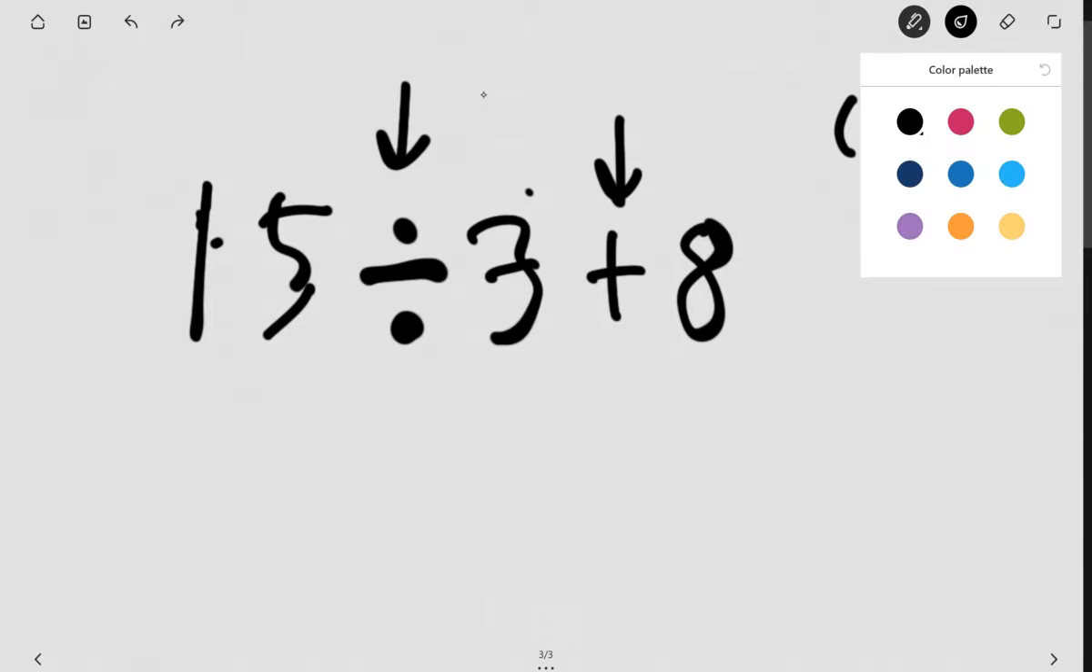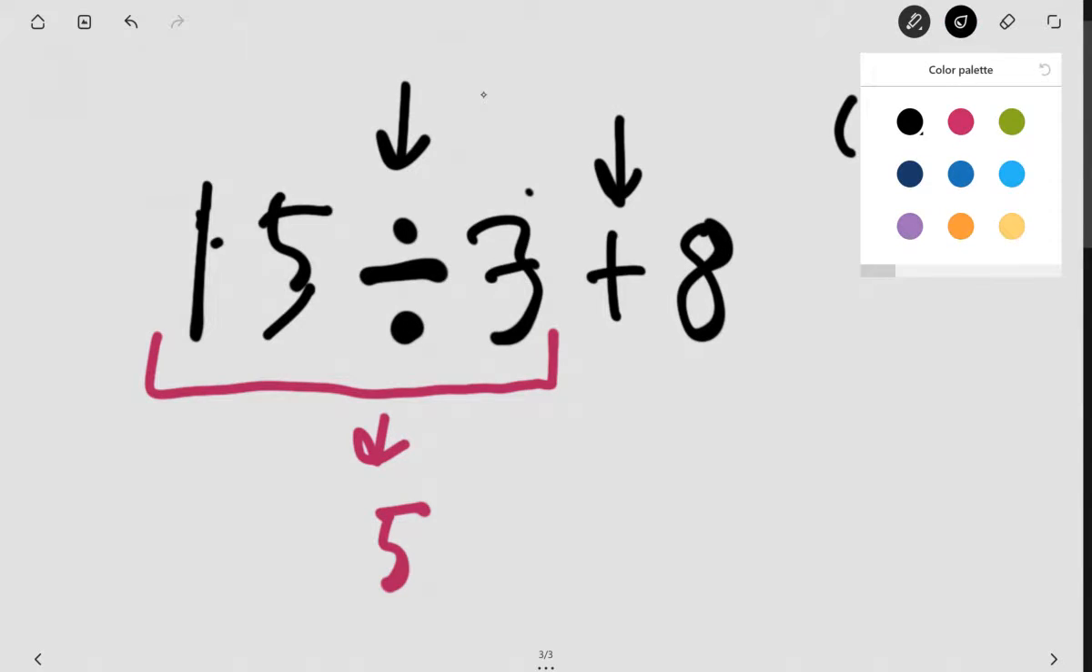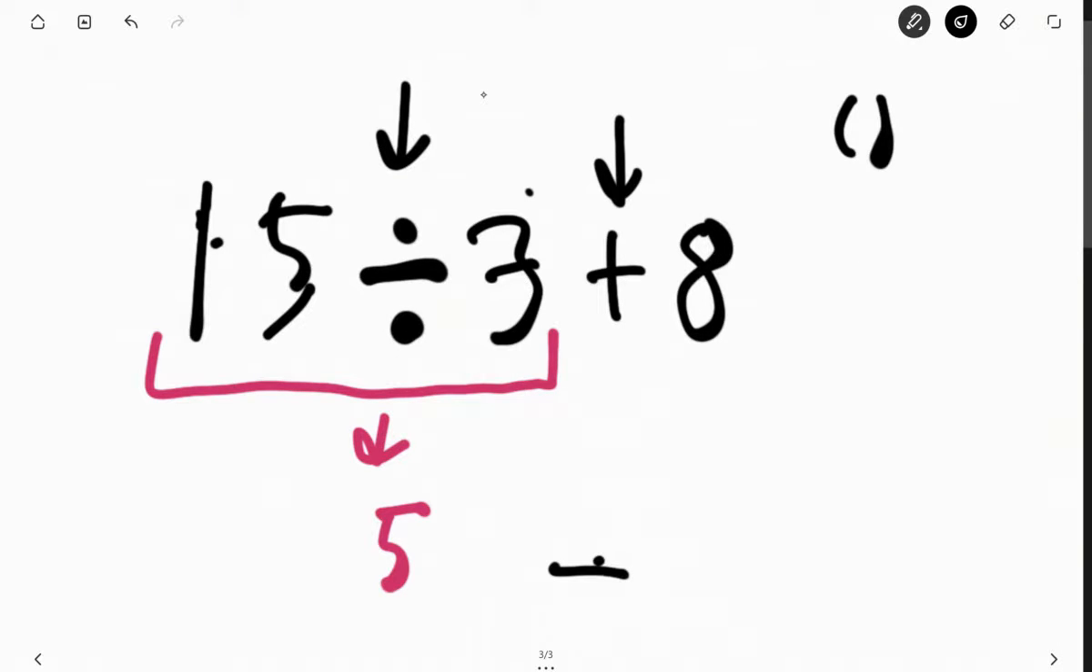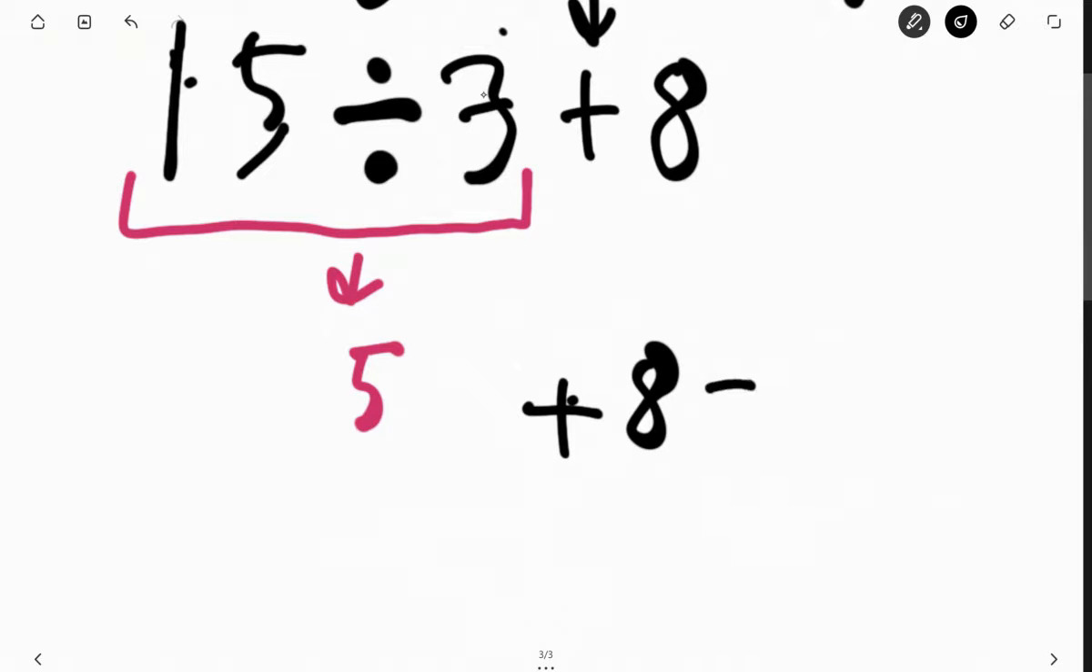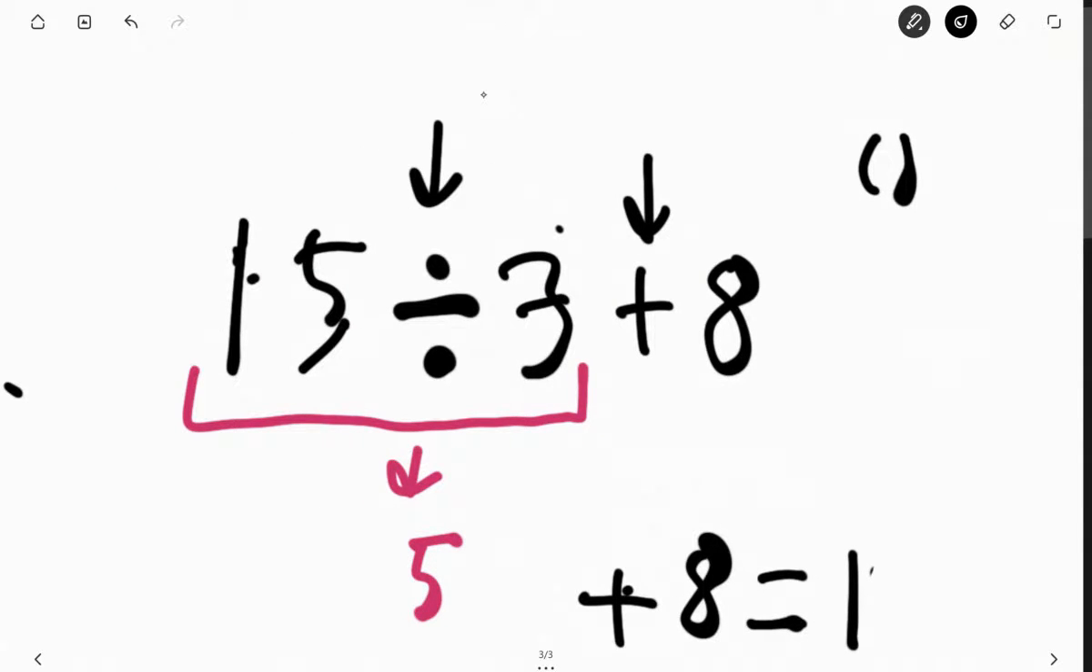we're going to do 15 divided by 3 first. 15 divided by 3 is 5. And I'm just going to rewrite the rest of the problem down here below. So 5 plus 8. All that's left is addition. So 5 plus 8 is 13. And that's how you get your answer there. So once again, all we do is we look at our problem and say, what's the most complicated part? And you do that first.